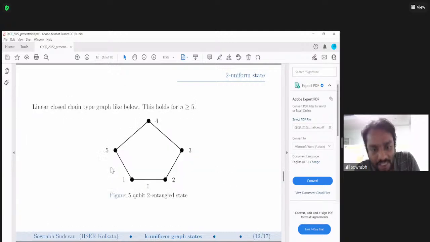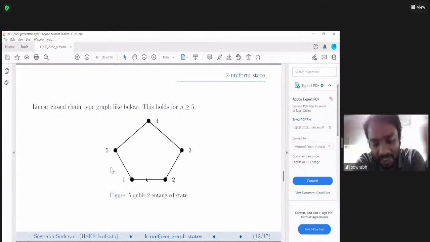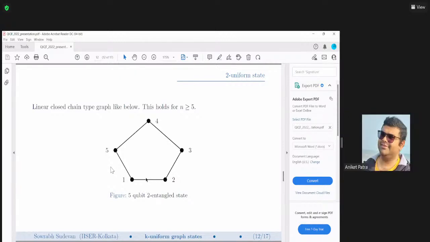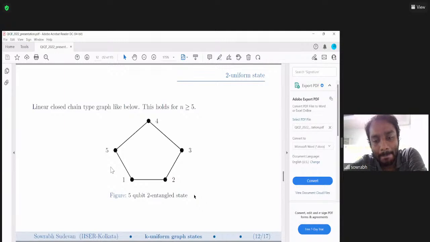Let's go back to this loop. This object is 2-entangled if it has at least 5 qubits. But if it's 4 qubits and you draw a loop, it won't have this property. I keep saying 2-entangled, 2-uniform. So there is a minimum number of qubits you need. In the 2D torus type thing, we were trying to show that minimum size of the lattice, and we argued that it needs at least 5 by 5. So we need 25 qubits to get a 4-uniform state. I see.